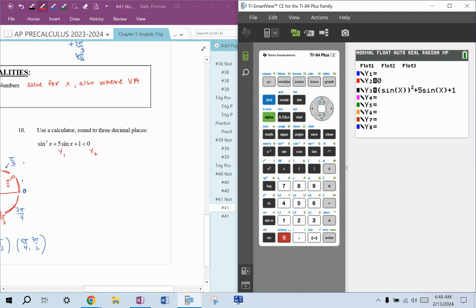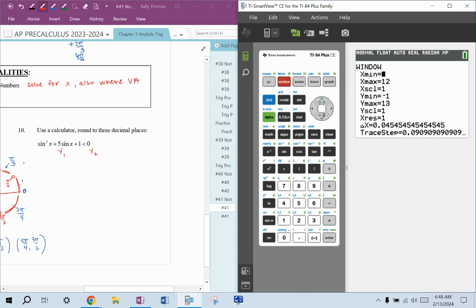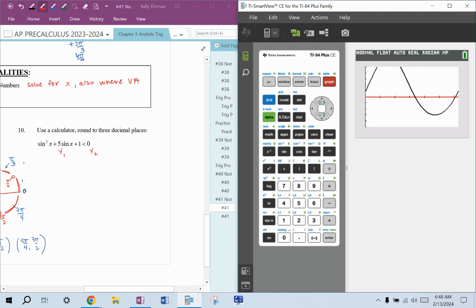As far as the window, we should be setting the x min to 0 and the x max to 2 pi. Doesn't really matter what you're going to count by, I'm just going to leave that. And for the y min and max, I don't really know what they're going to be for this, so I tend to do like -5 to 5. I could probably do zoom fit, but I'm just going to play with the window like that, and I can adjust if I need to. I don't really care about the max and the min. I just need to see the intersection points. So you just need to make sure that 0 is in your Y window.